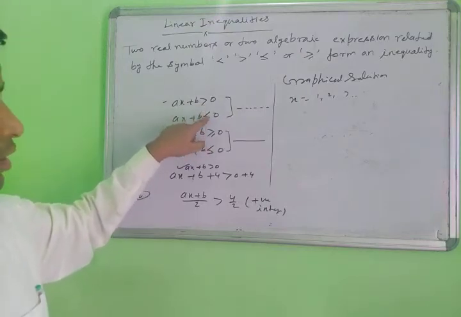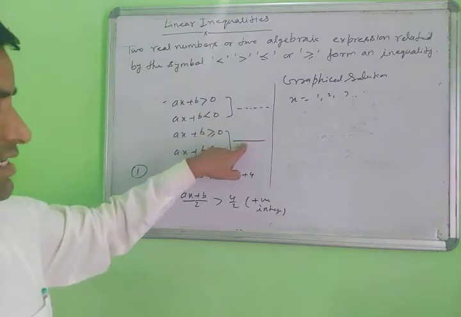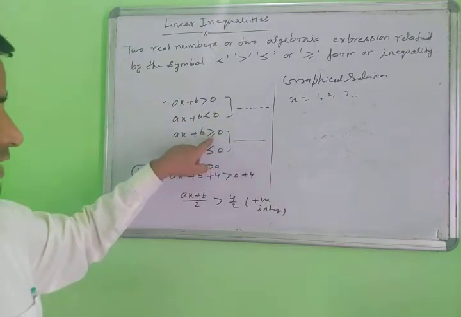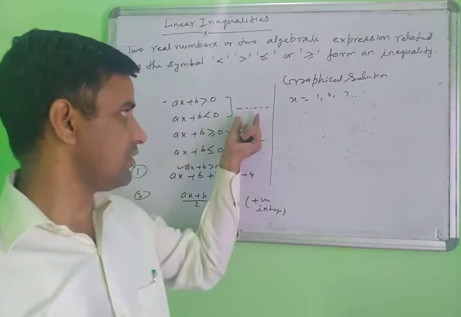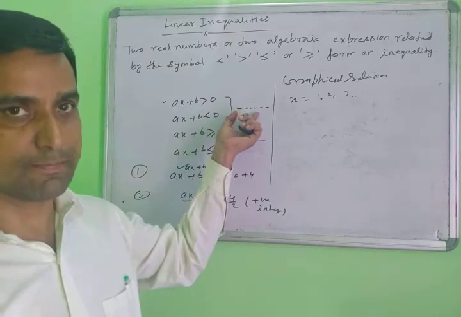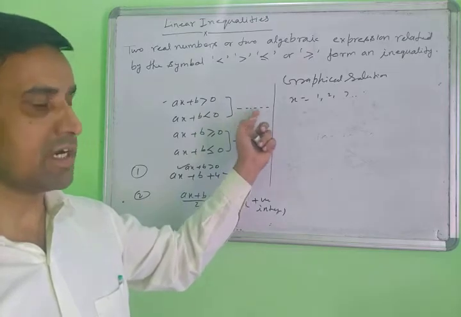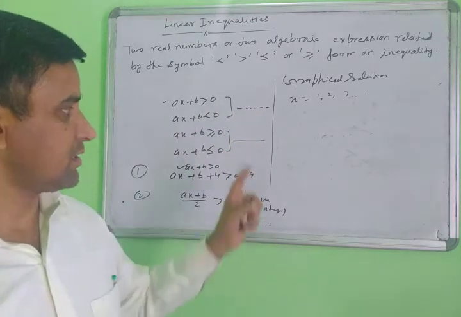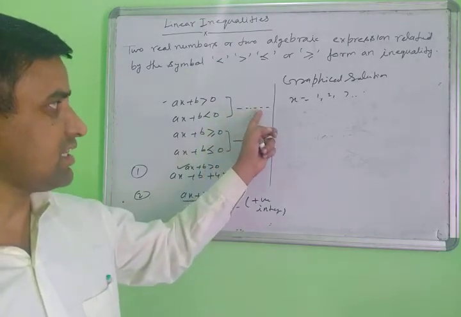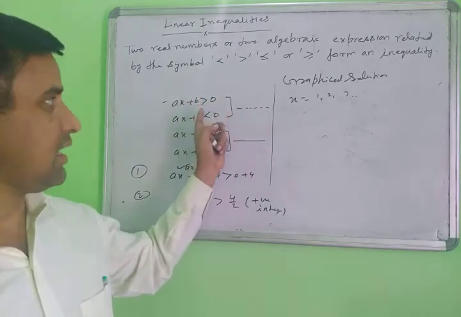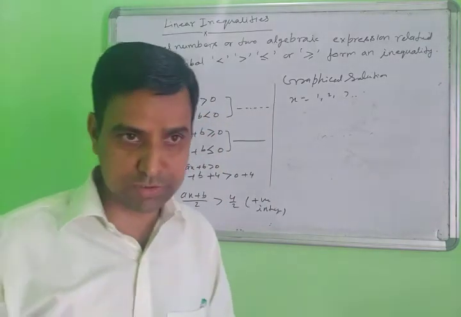So the dash line is the symbol of less than and greater than, and the dark line is the symbol of greater than or equal, less than or equal. Remember these things. What is the symbol of the dash line? It is called a dotted line, and the other is called a dark line. The dark line is the symbol of greater than or equal, less than or equal, and the dotted line is the symbol of only less than and greater than. So you have only two rules.